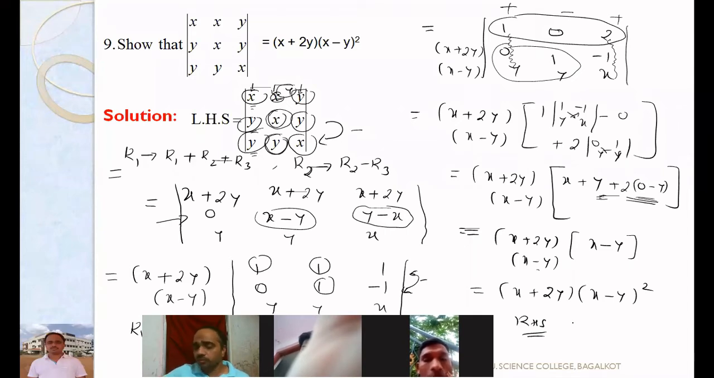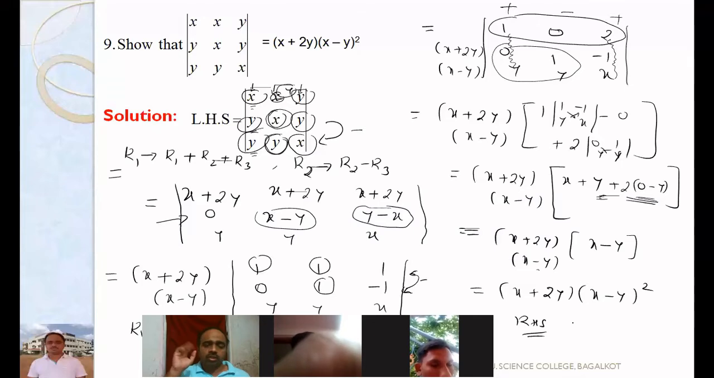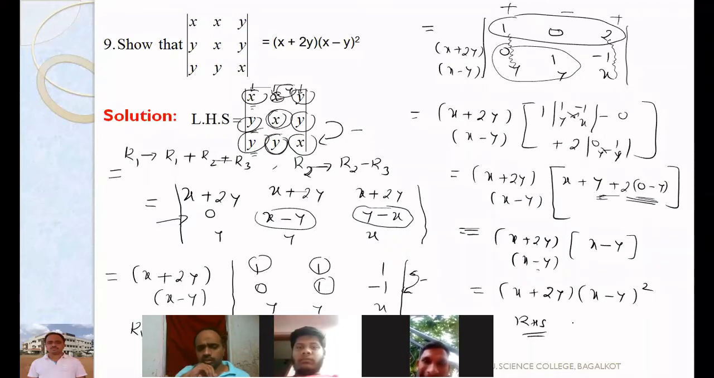Very simple method. Only 2 operations I have done. I mean 2 steps I used for the operation. In the first step, R1 plus R2 plus R3 and R2 minus R3 to get x plus 2y and x minus y. After taking common, you can directly find the value, but still I have done one more operation: R1 changes to R1 minus R2. Why am I doing R1 minus R2? It's not compulsory. It is to get one more zero.